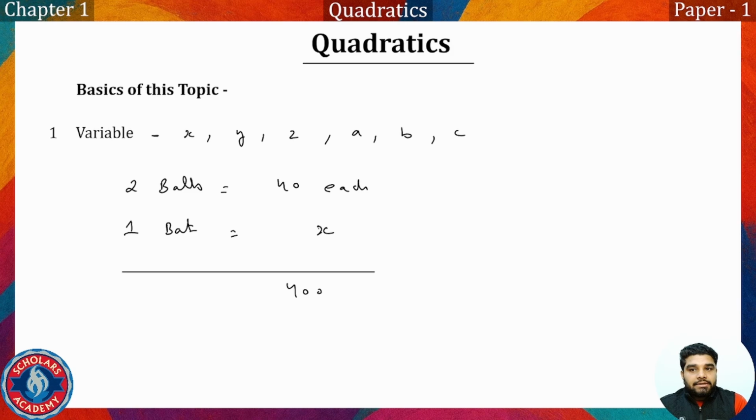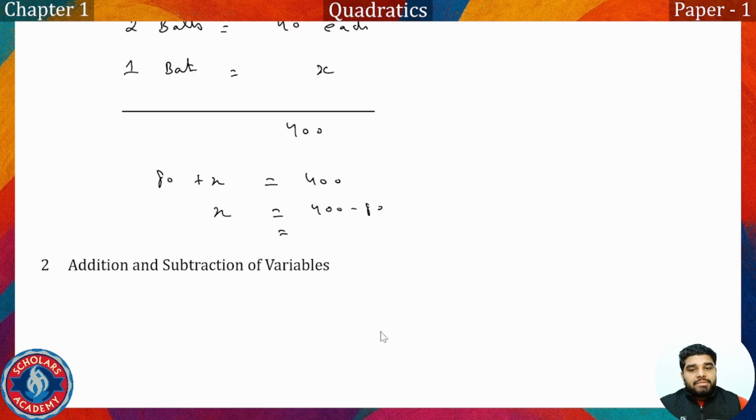Now we'll start calculation. So two balls, 40 each. It means the cost of balls is 80 plus the cost of bat, which is x, is equal to 400. Now we'll simplify it. We get 400 minus 80, which is 320. So by the help of choosing a variable, we get to know the value of the bat, which is 320. So variable helps us to get along the calculation and solve it. So this is the use of variable.